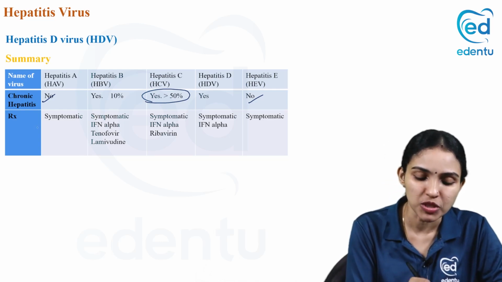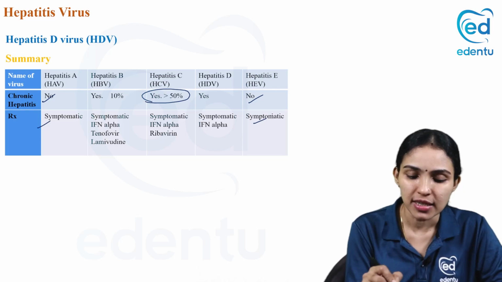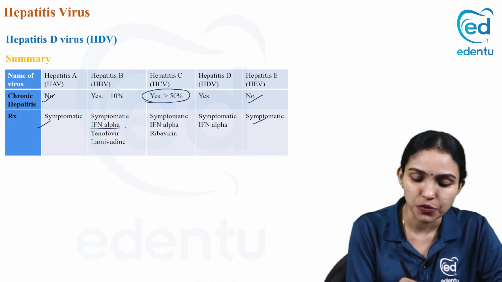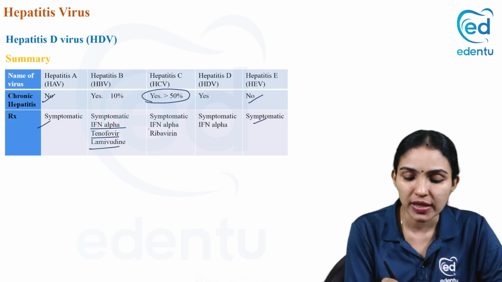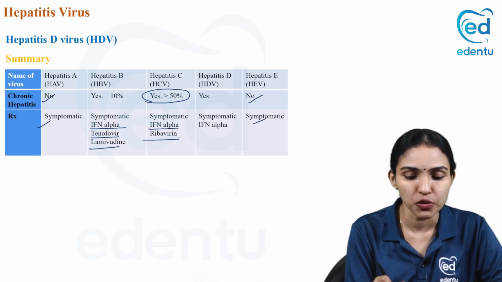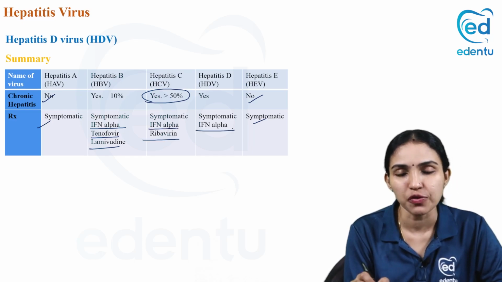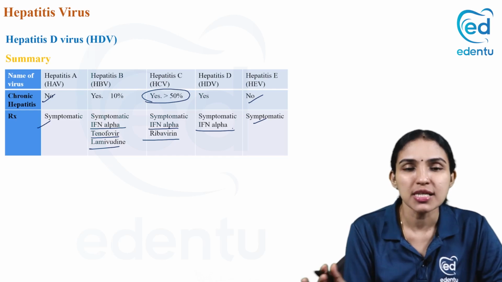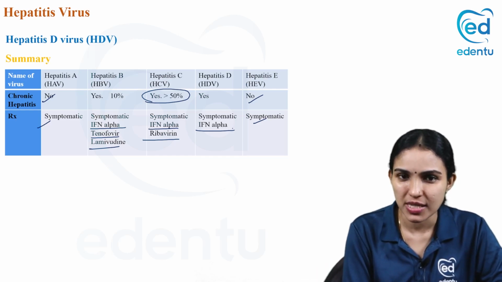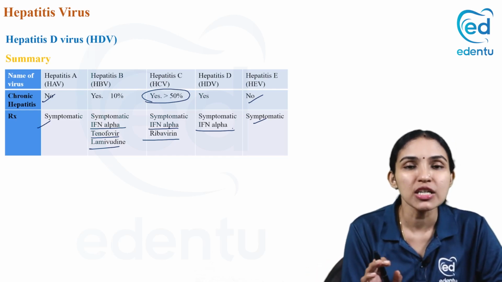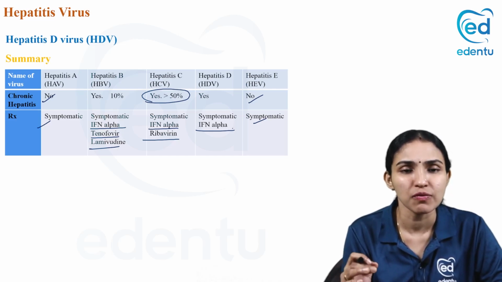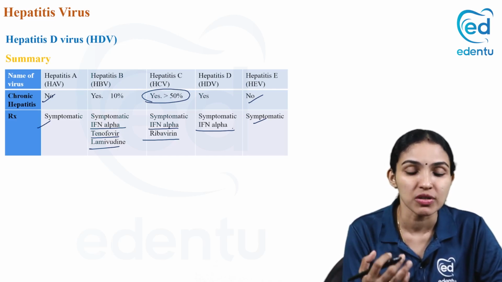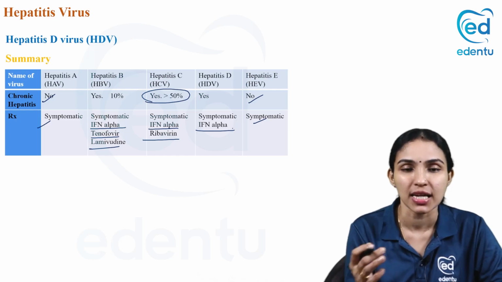So treatment is symptomatic for A and E, whereas you can give drugs like interferon alpha, tenofovir, and lamivudine for hepatitis B. You can give interferon alpha and ribavirin for hepatitis C. You can give interferon alpha for hepatitis D. So this is the treatment of hepatitis viruses. In most cases it is symptomatic and supportive treatment, but we have certain drugs available to try for hepatitis B, C, and D.